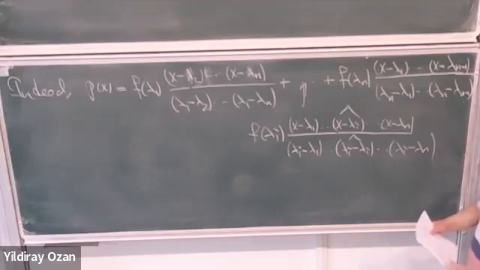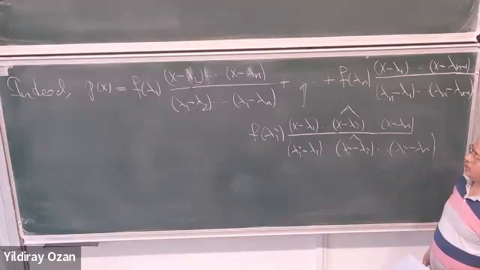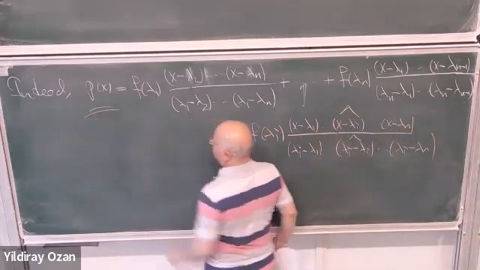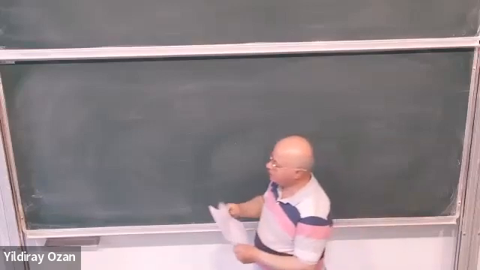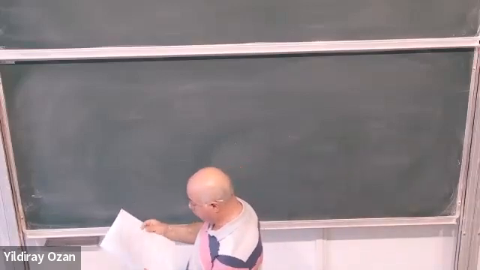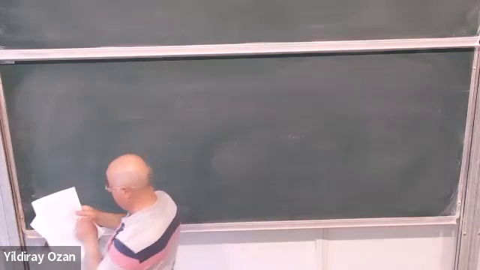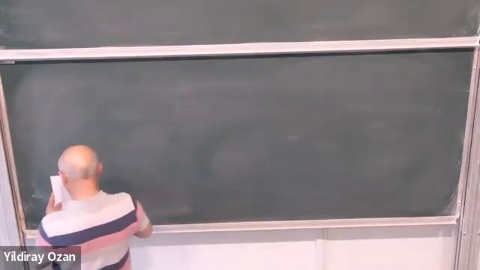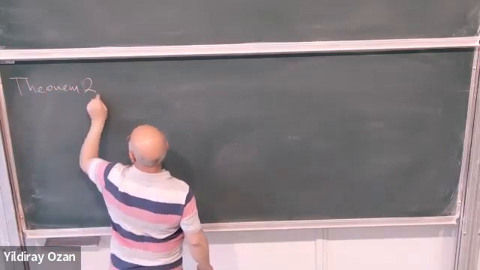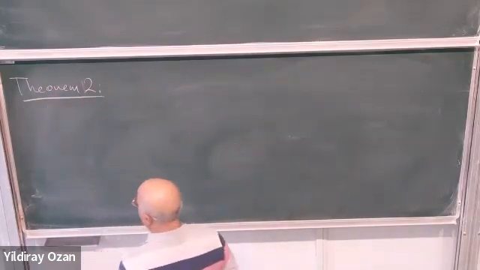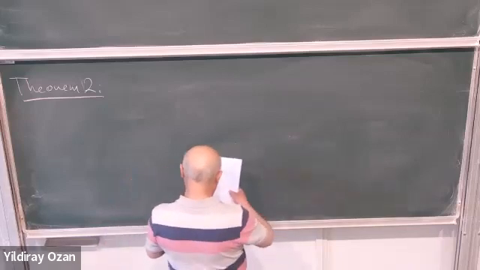Ya aradaki geneltelim. Bu ilk durumda. So this was the first case we found, so this polynomial. The second case is the following. Instead of the characteristic polynomial, we can actually do the following. Theorem 2. This was theorem 1. Theorem 2 is the following.